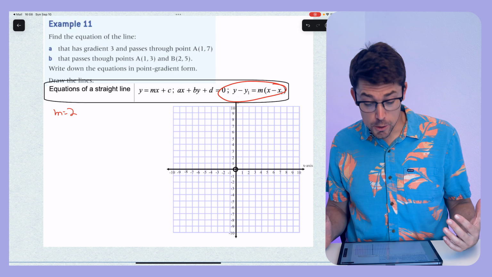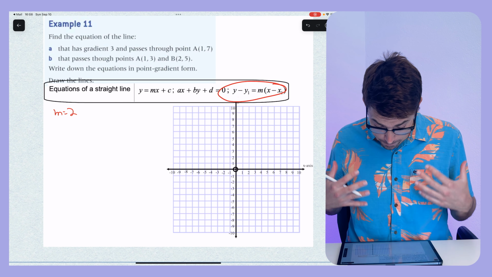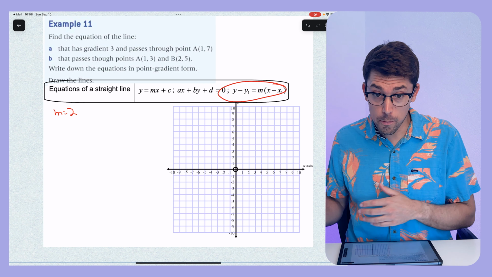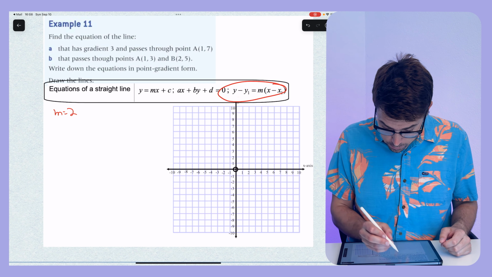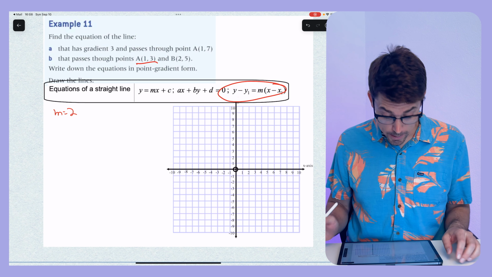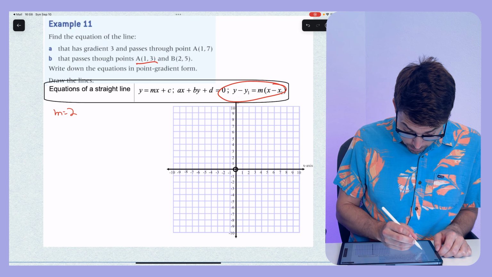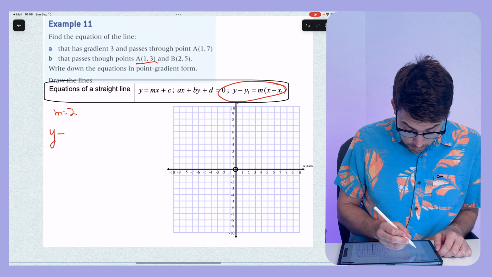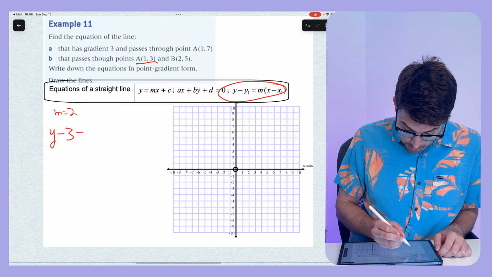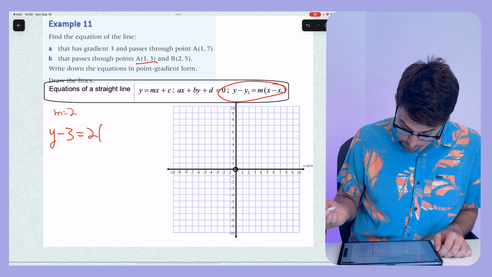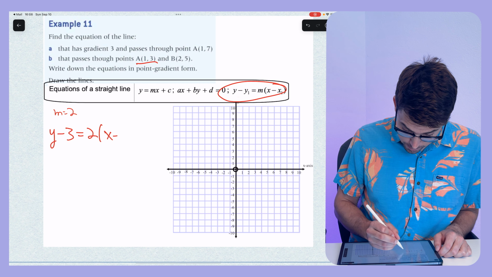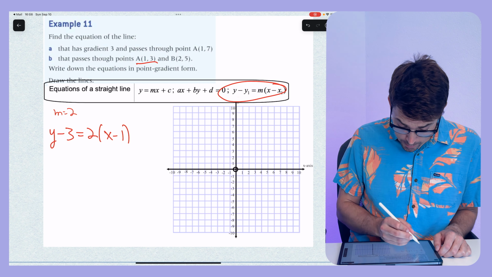So now that I know that my slope is 2, let's figure out how we can actually get this in point slope form. I'll use this point right here, 1, 3. If I just want to write this out, I would have y minus y1, in this case that's 3, my y coordinate, is equal to m times 2. Then I have x minus x1, which in this case is just 1.